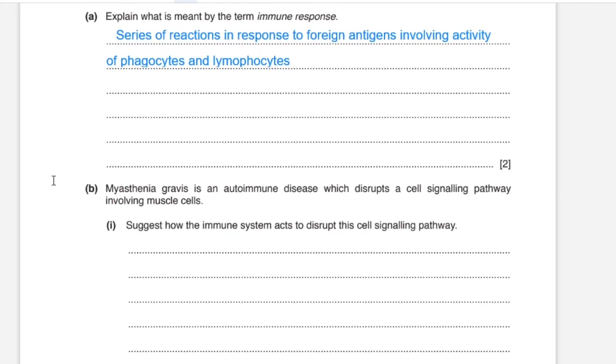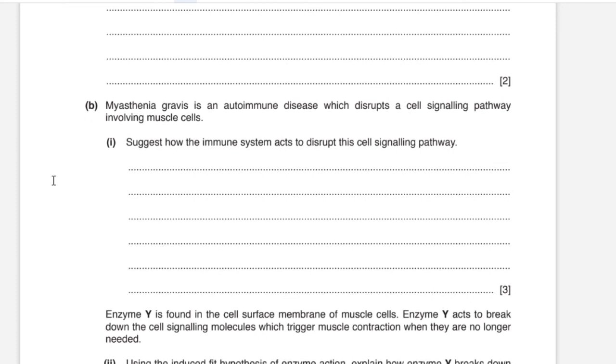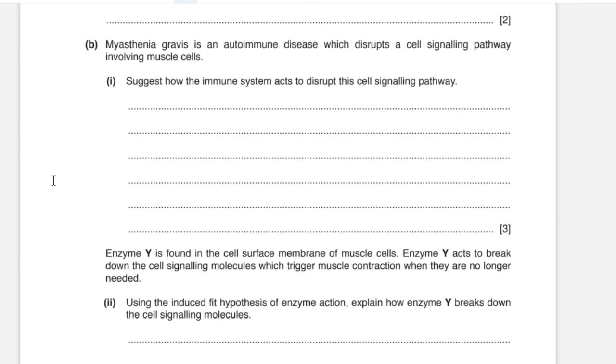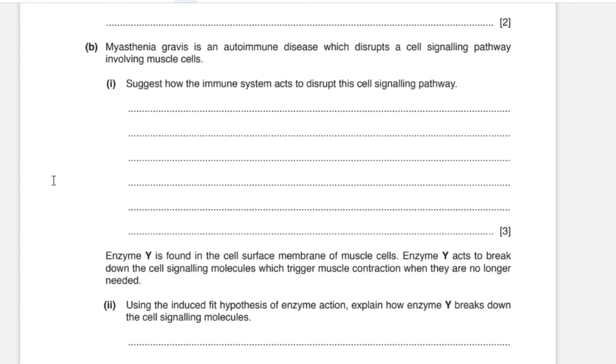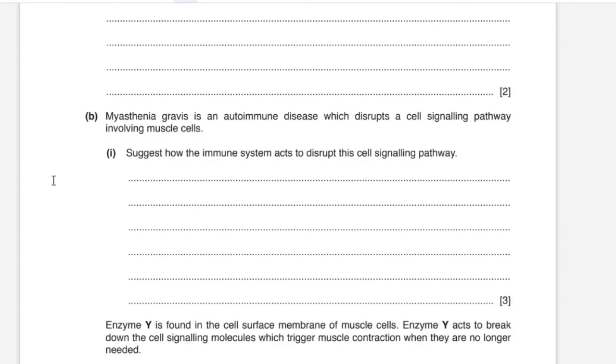B. Myasthenia gravis is an autoimmune disease which disrupts a cell signaling pathway involving muscle cells. 1. Suggest how the immune system acts to disrupt this cell signaling pathway. In myasthenia gravis, T helper cells are specific to some receptors present on muscle fibers, for a neurotransmitter that would stimulate contraction. And these T cells stimulate B lymphocytes to produce antibodies against these receptors, so that these antibodies bind with the receptors and prevent neurotransmitter binding with the receptor, and therefore these antibodies block impulse transmission. If impulse is not transmitted, that means muscle contraction does not occur.